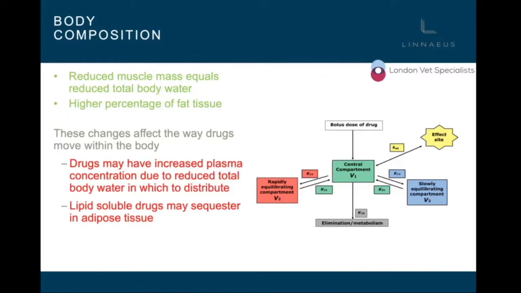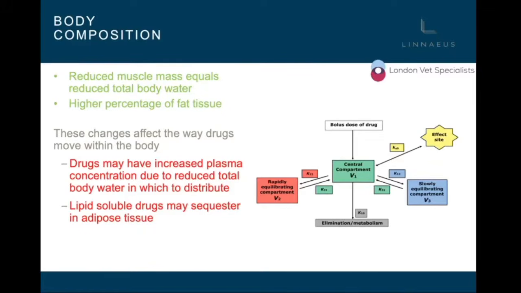Finally, we'll just think about the body composition of the geriatric patient. They have a reduced muscle mass, which causes an overall reduction in total body water, and they may have a higher percentage of fat tissue. There are two ways in which that might affect your anaesthetic.